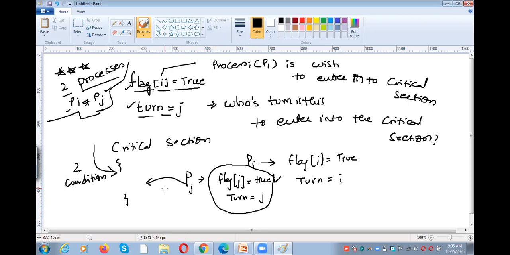That means before entering into the critical section, each and every process has to satisfy these two things. The operating system will check these two things, and only then is the process allowed to enter into the critical section, whether it is process i or process j. Only one process at a time can enter into the critical section.